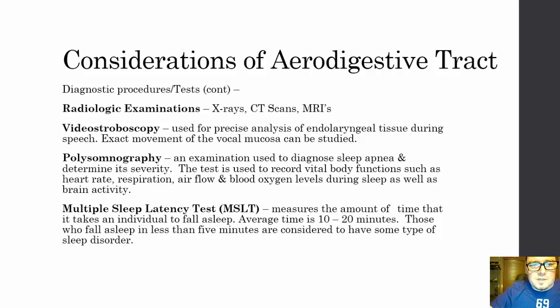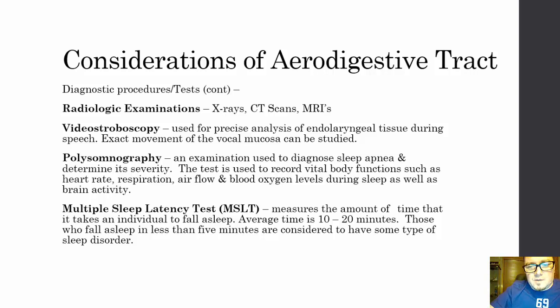Some considerations, there's some different types of tests we can do for the aerodigestive tract. Radiology, of course, X-ray, CT, some MRIs we can do. Video stroboscopy is used for analysis of the tissue during your speech. So we're analyzing those vocal mucosal movements.